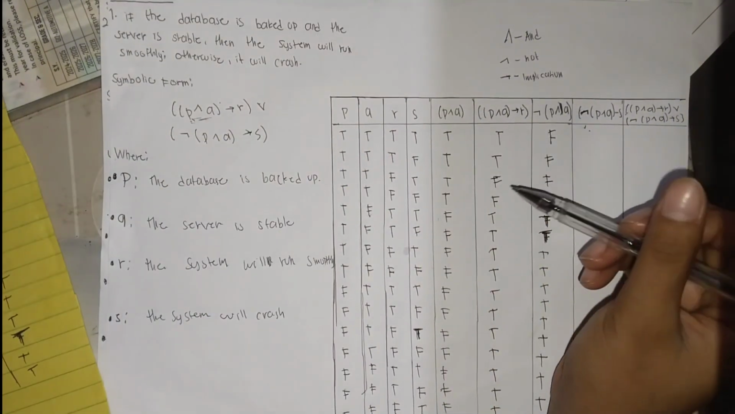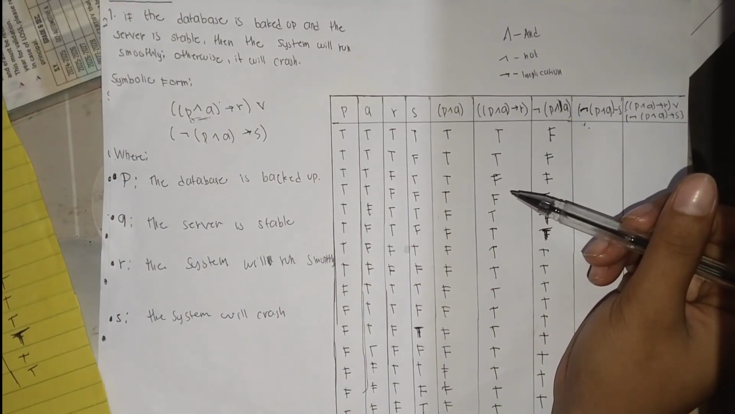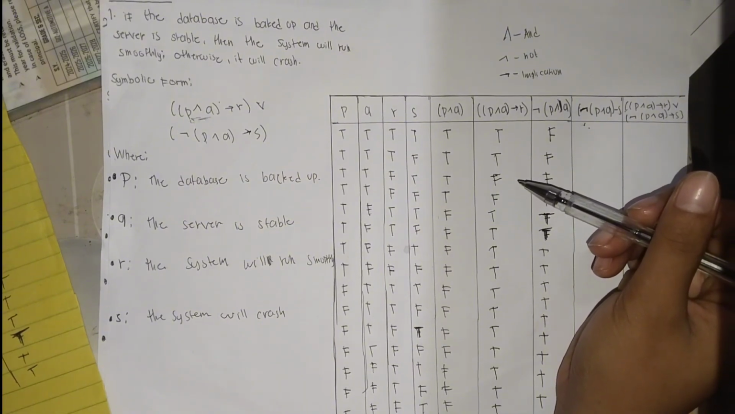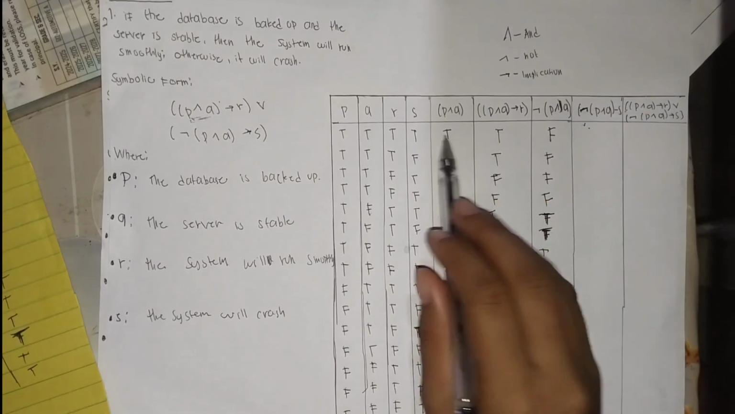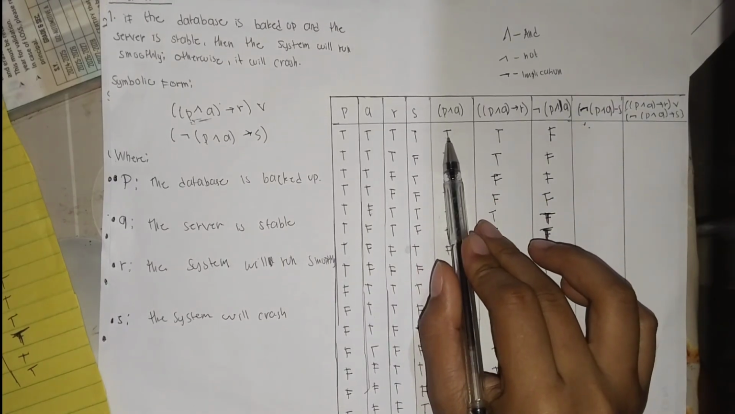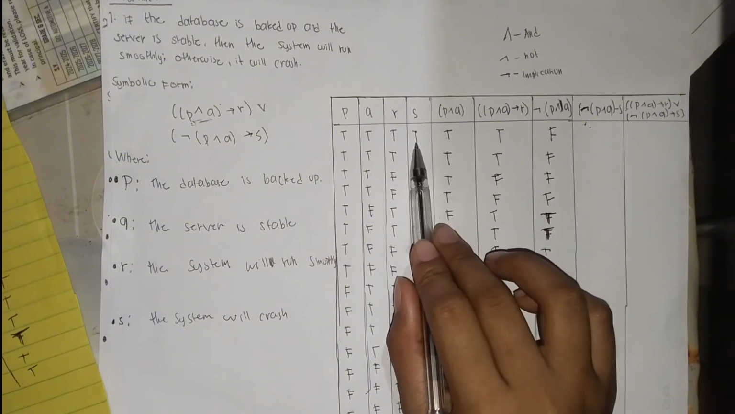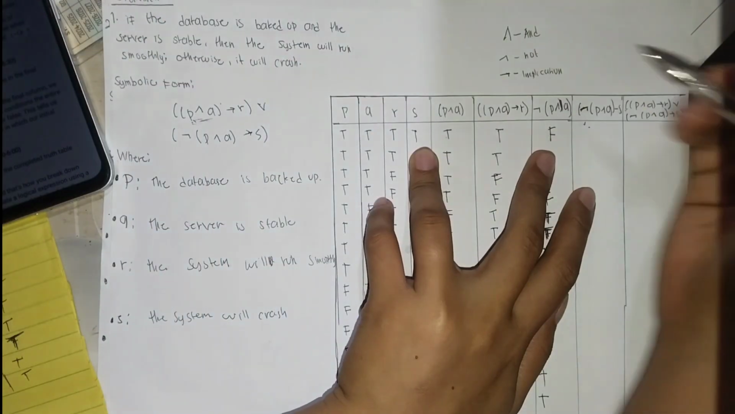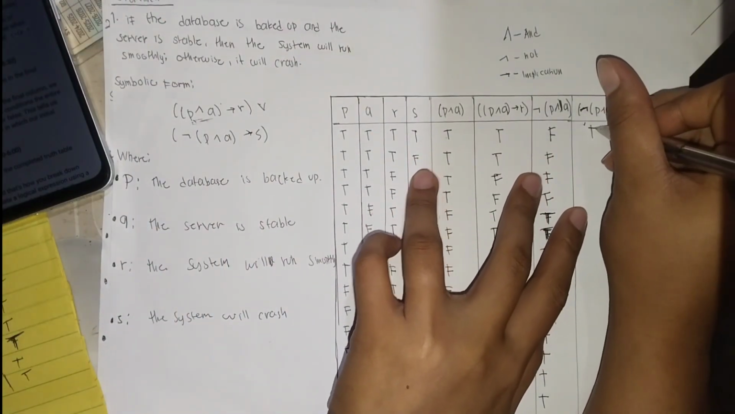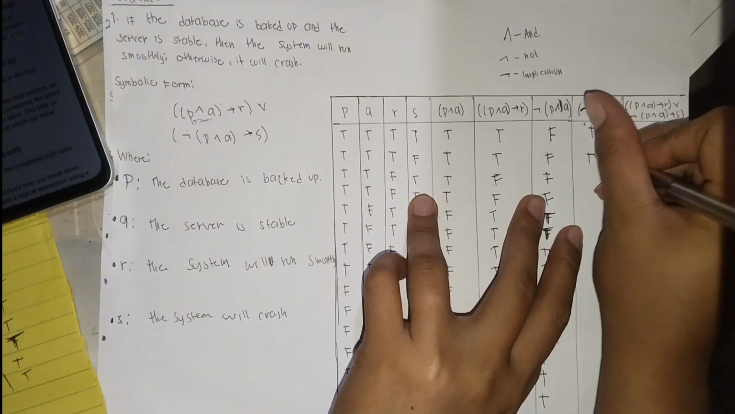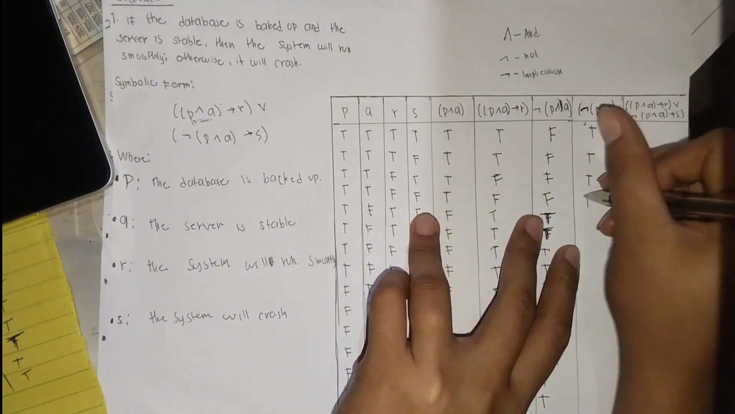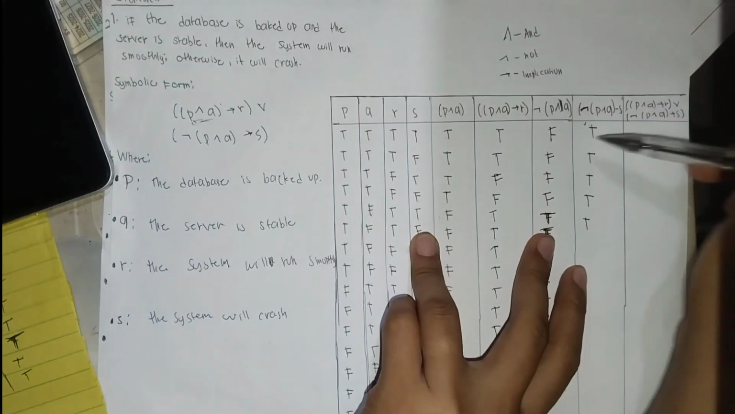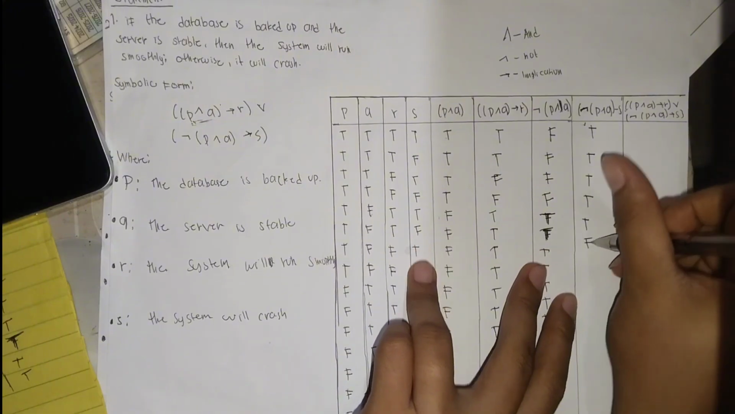So next is this, not P and Q, then S. Again, it's false when not P and Q is true and S is false. So PF, of course, true. Then FF, of course, true. FF, true. True, of course, true. F, true, of course, false.